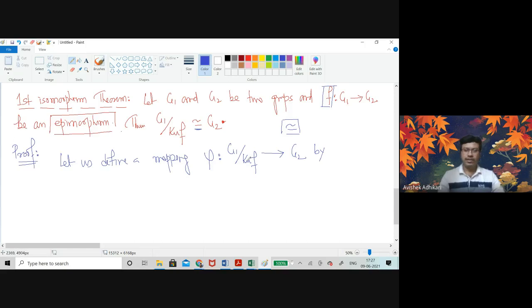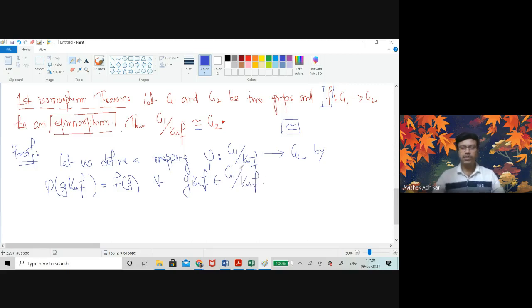Suppose G1 is a multiplicative group. Can somebody tell me what an element of G1 quotient kernel of F looks like? One element, some g kernel F. If this were an additive group, it would be plus. Since I am saying that it is a multiplicative group, it is g times kernel F. And it should be an element of G2, and you know that you have already been given a function which is a homomorphism from G1 to G2. Can anybody tell me how I should define this so that it is an element of G2? F of g. Very good. Phi of g kernel F equals F of g, for all g kernel F belonging to G1 quotient kernel F.